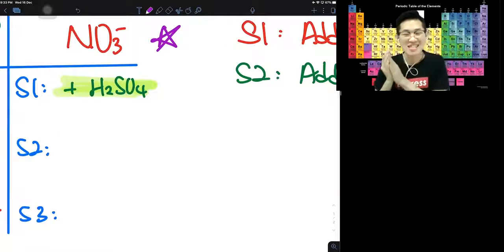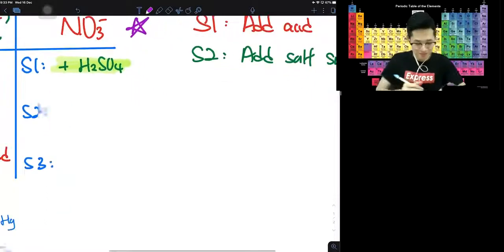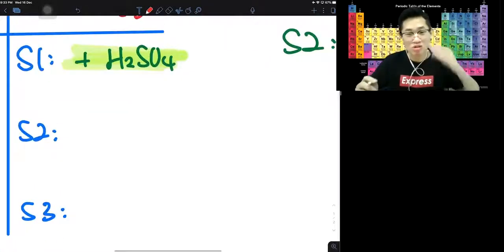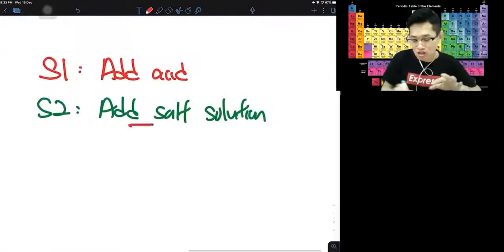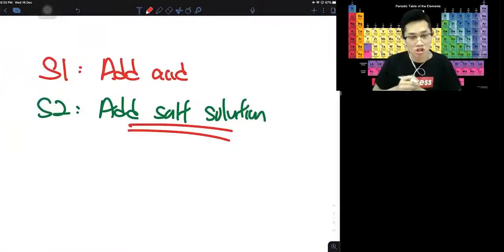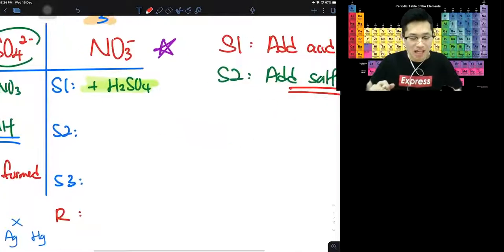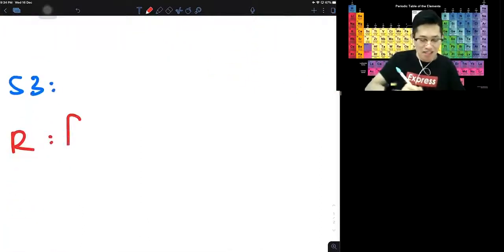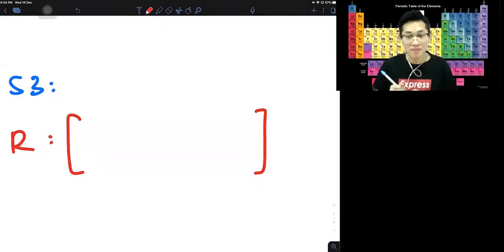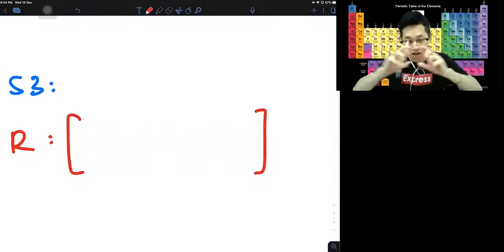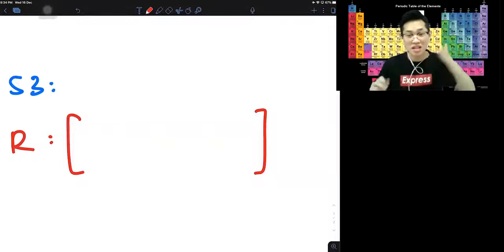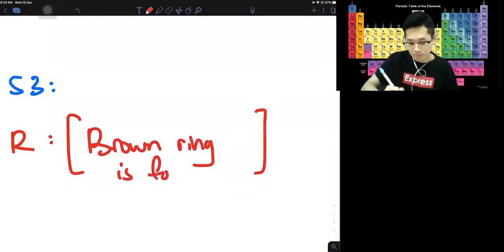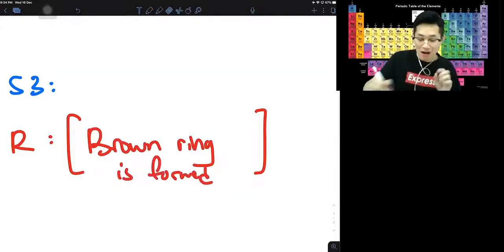So, step 2 and step 3, what are they? Actually, step 2 is also the same, adding a salt solution. By the way, can I ask you all a question first? Do you know what is the result of testing nitrate ion? After you do a lot of things, then you get a result. The result is what? Yes, very good. A brown ring is formed.